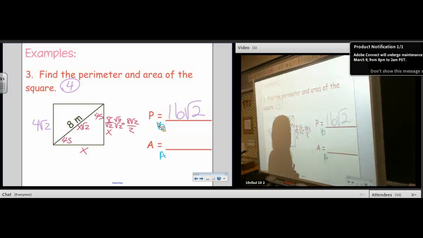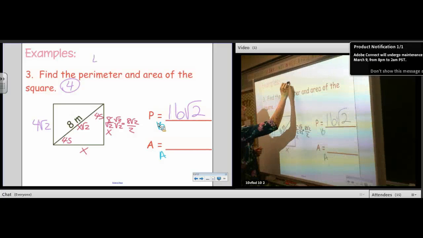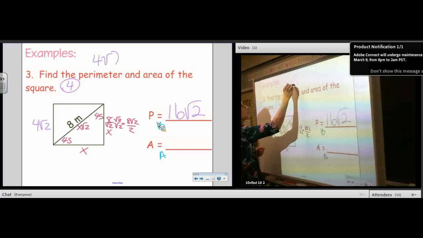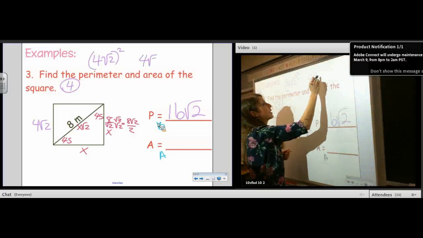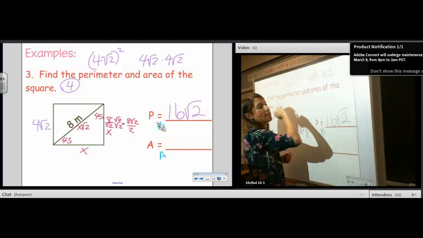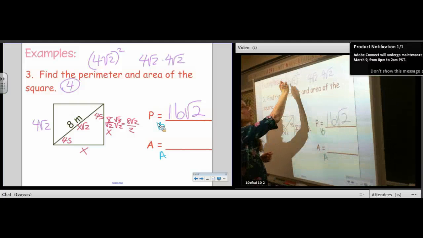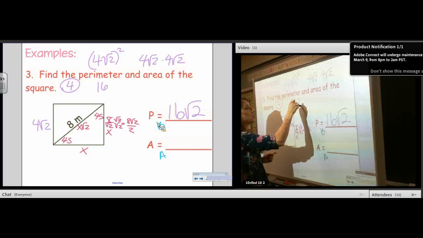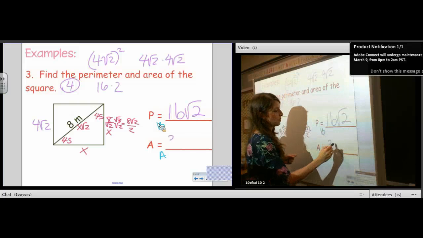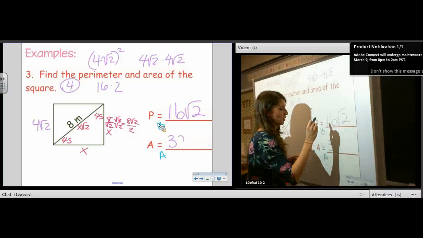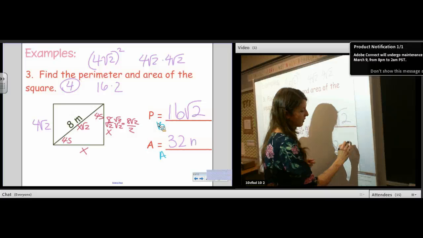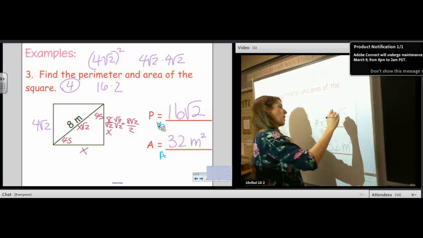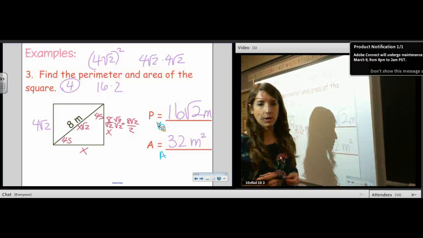And then for our area, we know area is side squared. So you can think of it as 4 root 2 squared, or if you'd rather think of it like that, either way. 4 squared is 16. Square root of 2 squared is 2. So 16 times 2, just making sure I'm doing this right, 32, and we have to put units. On this one it's meters squared, and perimeter is 1D, so it's meters.